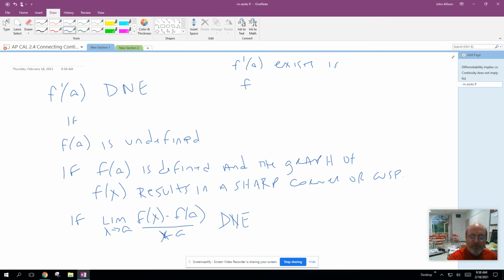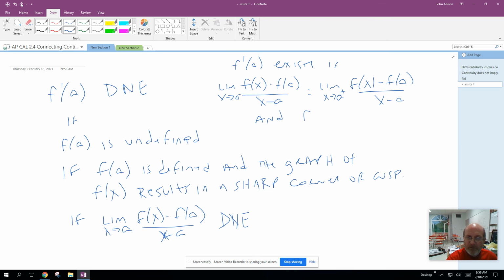if the limit as x approaches a from the left of f of x minus f of a over x minus a equals the limit as x approaches a from the right of f of x minus f of a over x minus a, and f is continuous at a, that's when the derivative exists.